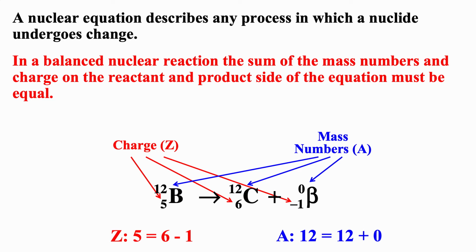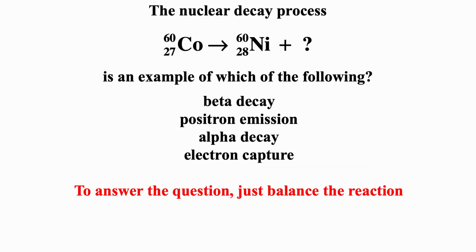But please remember, for a balanced nuclear reaction, the sum of the mass numbers has to be the same for products and reactants, and the sum of the charges has to be the same for products and reactants. And so when you're asked what kind of decay process, all you have to do is balance the nuclear reaction.